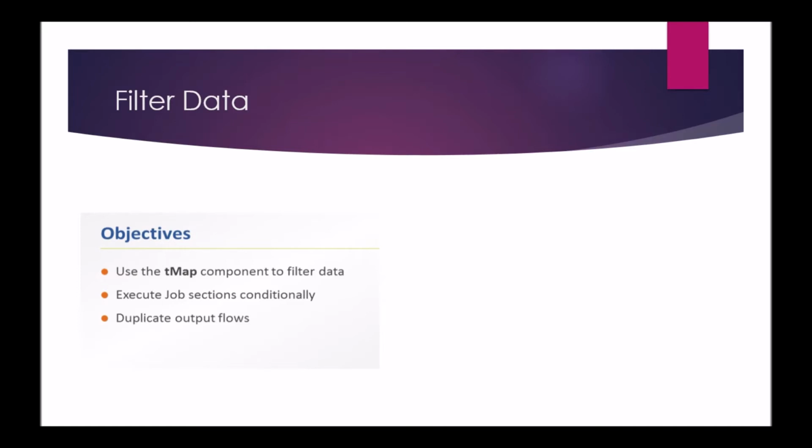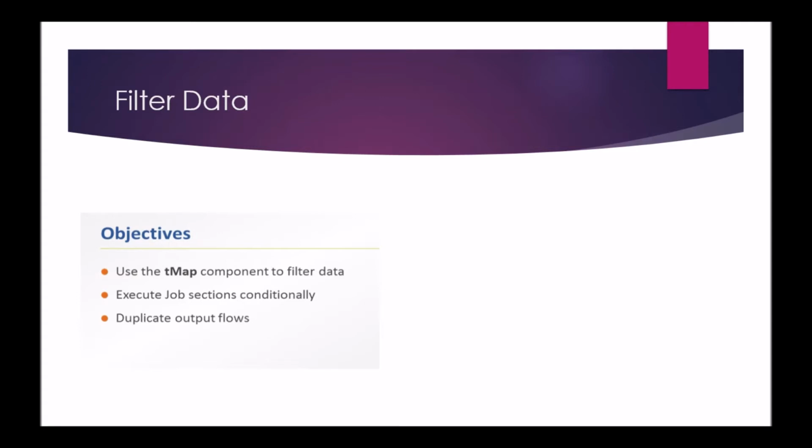The second objective is to execute a job section conditionally. So I will implement one condition and put it into that tMap, and according to that condition the data will be filtered, giving our required output. The last objective is the duplicate output flow. So I will use duplicate fields: whatever fields are present in that input, the same fields I will use on the output side and do an auto map for that.